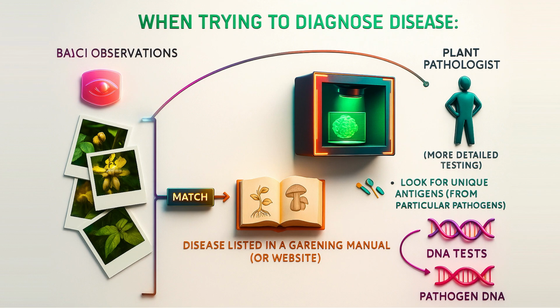These experts might examine a small sample of plant tissue under a microscope to look for signs of infection or damage. They may also test for the presence of unique antigens, which are special proteins that identify specific pathogens, and this can sometimes be done using monoclonal antibodies. Alternatively, the most advanced method would involve running DNA tests to search for genetic material from pathogens in the plant sample, which is often the most reliable way to determine the exact cause of the disease.